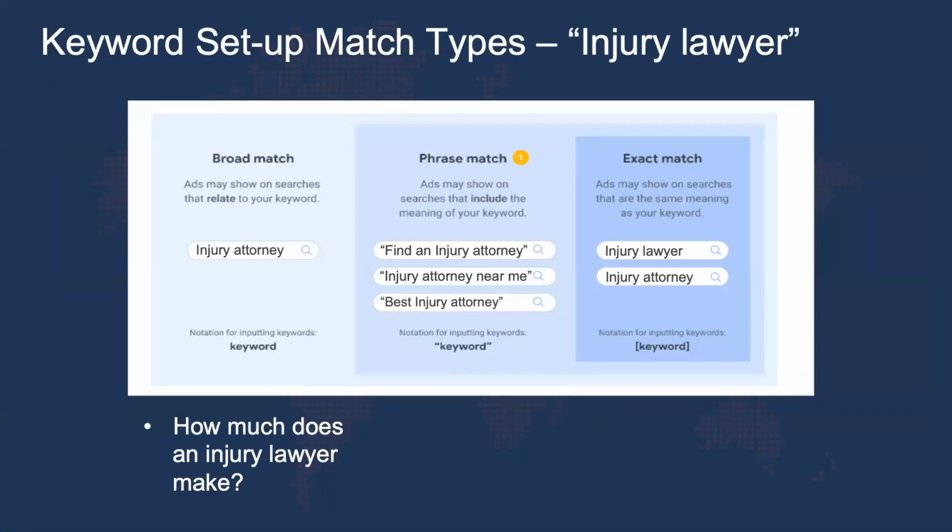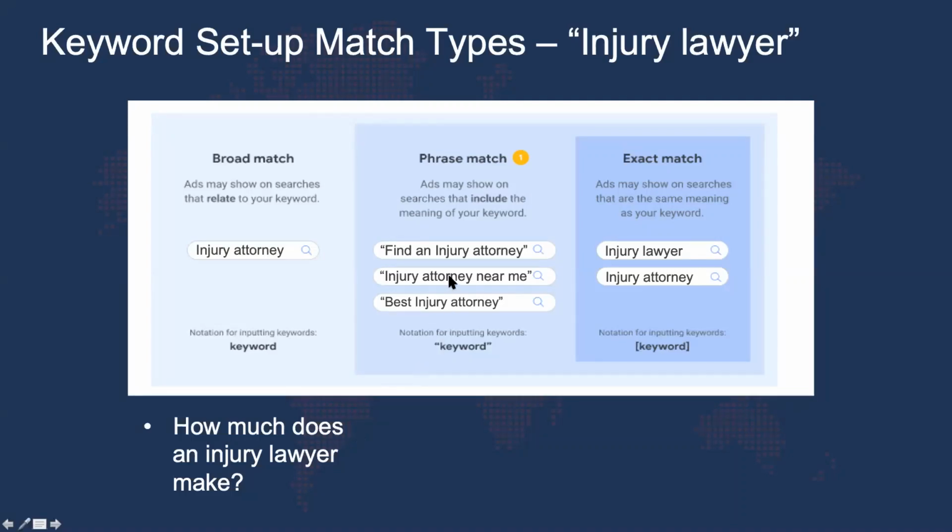Now, this is more for your pay-per-click manager, who is going to have to figure out match type. So let's say the keyword that we're targeting is injury lawyer. Now on broad match, you would just put in the keyword, so you would just put in injury lawyer. But the risk with that is Google could show something like, how much does an injury lawyer make? And that might be for a student who's thinking of careers. So that's not somebody who's looking for a personal injury lawyer.